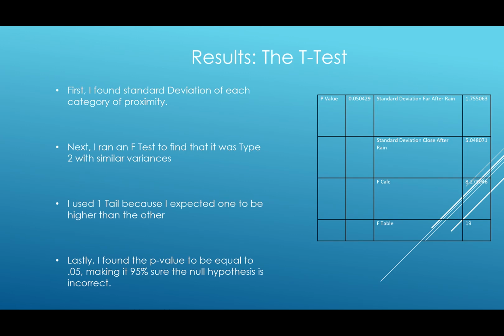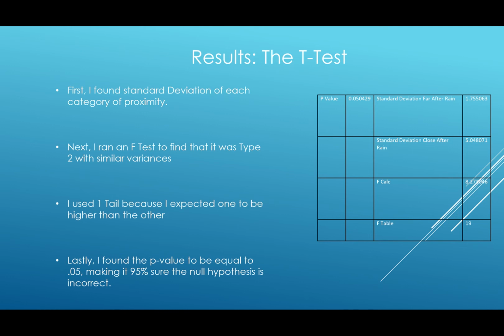All right, so getting into the results, looking at the t-test first. So obviously we know the process of the t-test. First, I had to find the standard deviation of each of these categories based on their proximity. And using those standard deviations, I ran the F-test. And I found that because the F calculated was less than the F table, it was a type 2, which was with similar variances. And then I decided to go with a one-tail because I expected one of the scores to be higher than the other, because I knew that was the whole point of the experiment, which is to see which one was going to be higher, which one was lower.